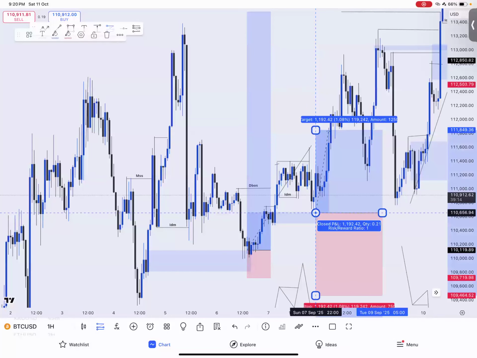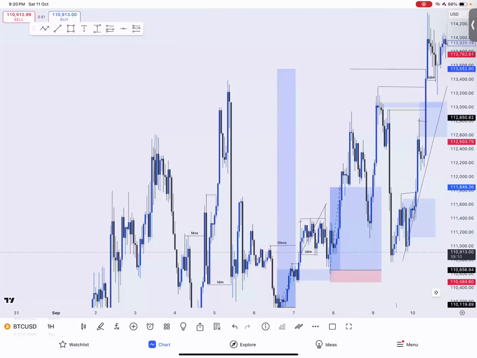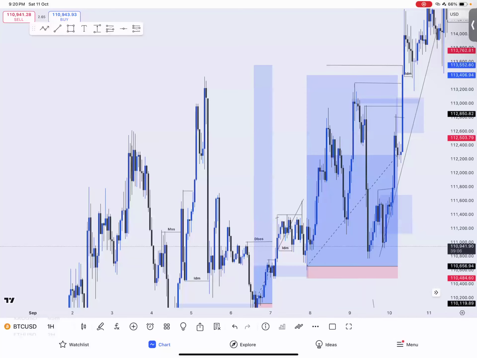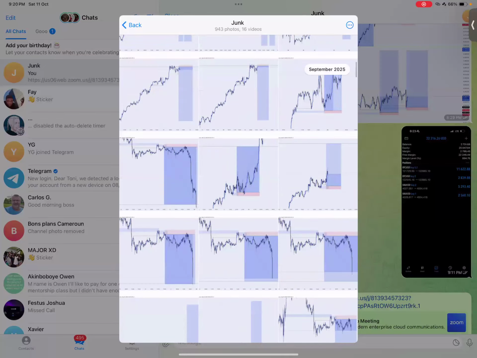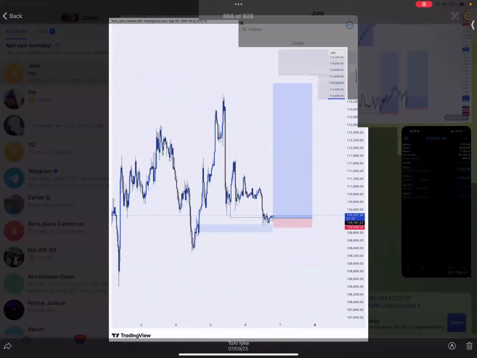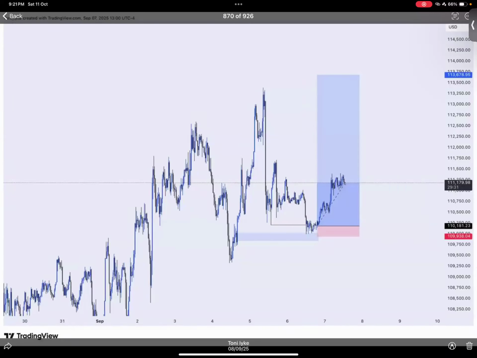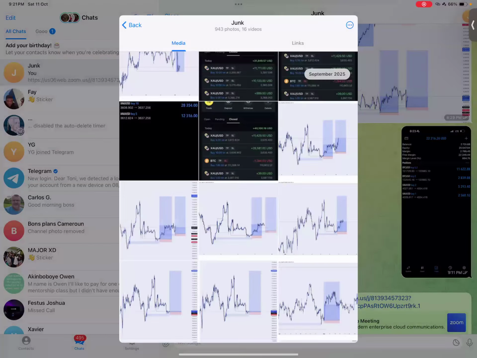Everything I'm teaching is literally how the market moves. The structure is everything. This was the second entry right here, and that's the entry here. See, this is the first one, and the second one. So that was literally the trade.